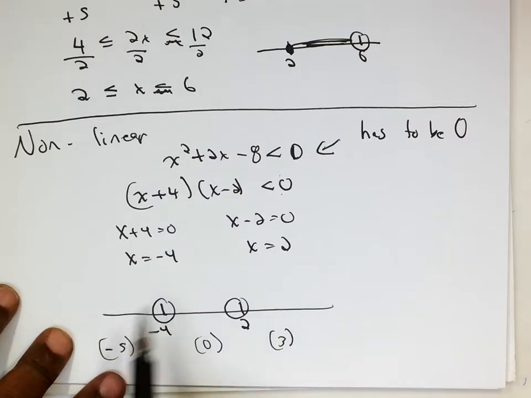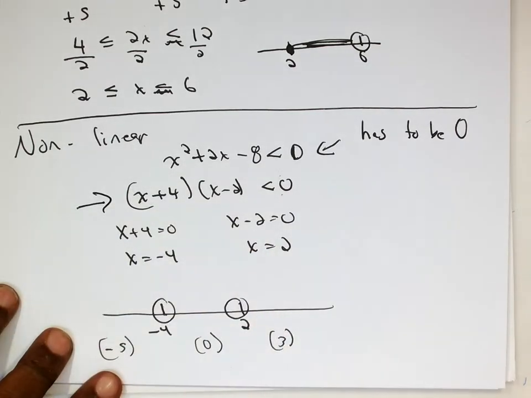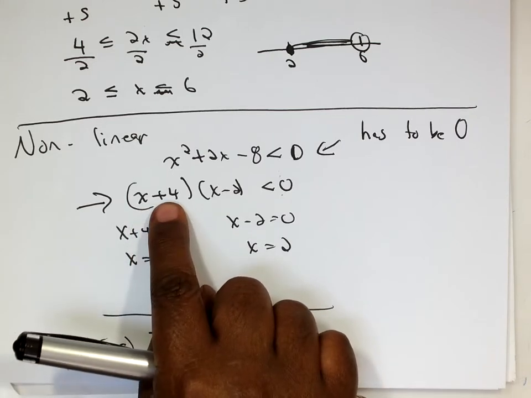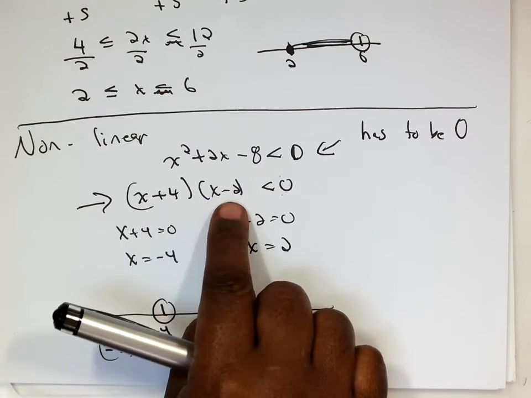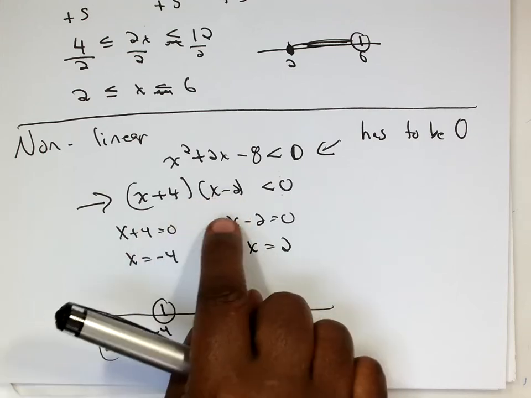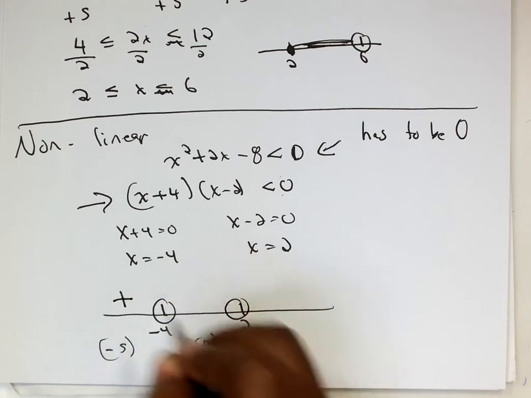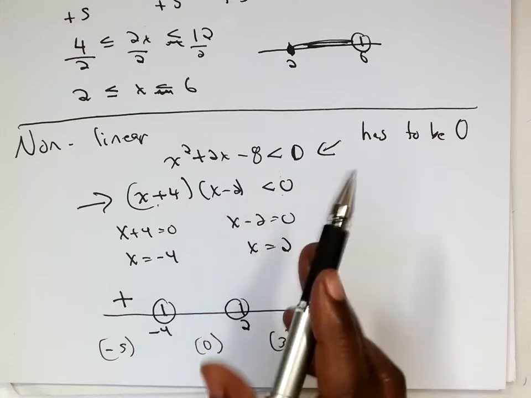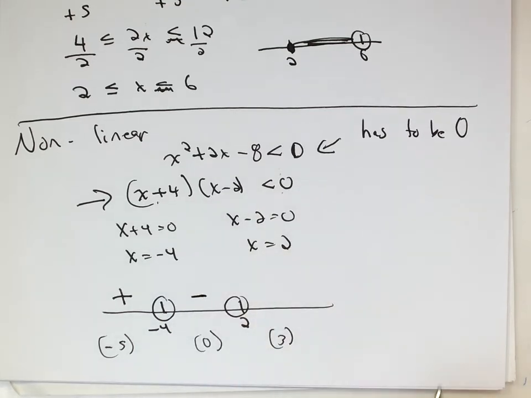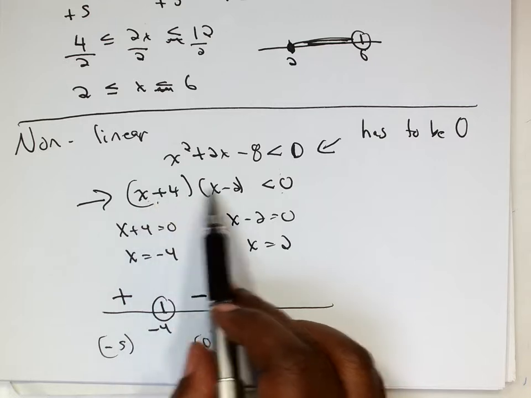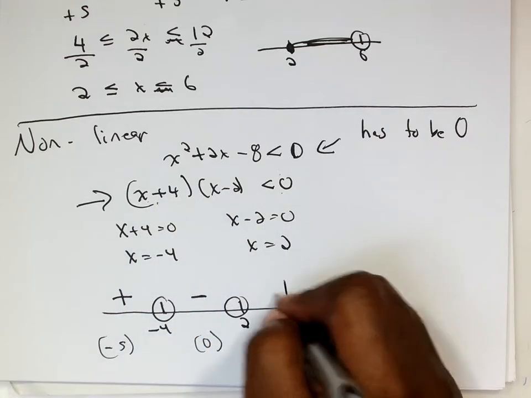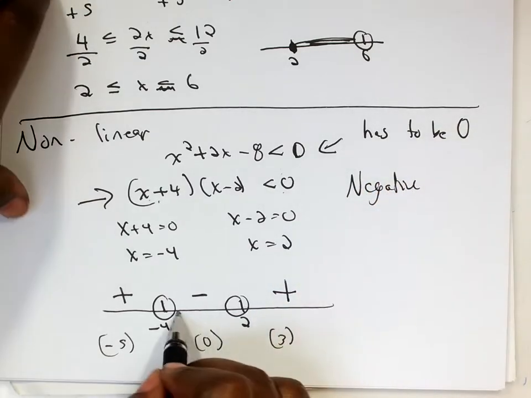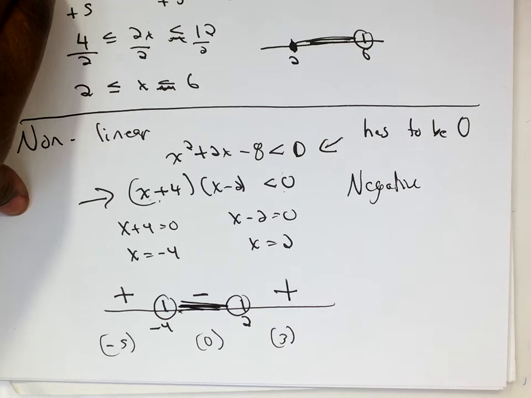So when I plug in negative 5, I'm going to plug it into this factored form because it's just easier for me to do. Negative 5 plus 4 is negative 1. Negative 5 minus 2 is negative 7. So negative times a negative is going to give me a positive value. When I plug in 0, I get 4 times negative 2, which is a negative. And when I plug in 3, I get 7 times 1, which is a positive. So because I'm looking for negative values, my solution is between negative 4 and 2.